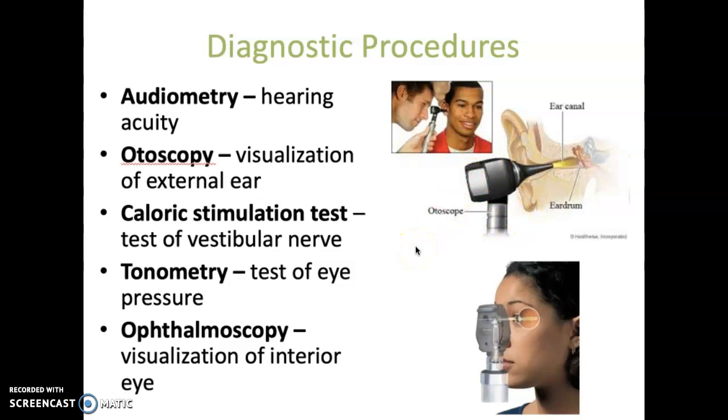Caloric stimulation test is the use of water to test the integrity of the vestibular nerve. So that will tell you how intact that nerve is. Tonometry is a test of intraocular pressure using applied force. So this can help test for glaucoma. And ophthalmoscopy is a visual examination of the interior eye using an ophthalmoscope.